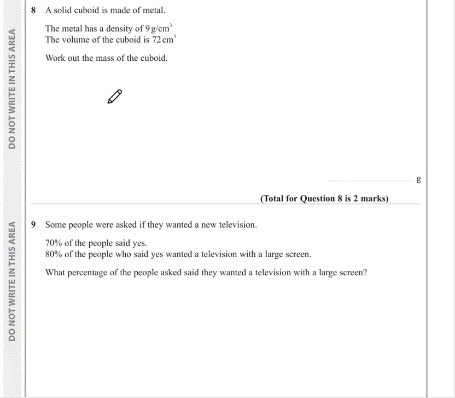Question 8. A solid cuboid is made of metal. The metal has a density of 9 grams per centimetre cubed, and the volume of the cuboid is 72 centimetres cubed. Work out the mass of the cuboid. So we need our formula that's linking density, mass, and volume. If we put that into the triangle, we've got mass on the top, density and volume on the bottom. We want to work out mass. So if we cover up the mass, we've got density times volume.